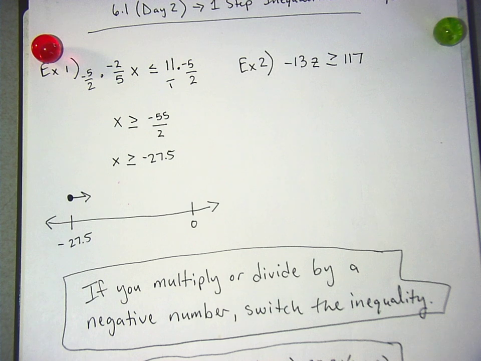Okay, is everybody ready? Do you need a little bit more time, Kelsey? Okay. Okay, so the answer is Z is less than or equal to -9, which means that there's a closed circle on -9 and the arrow goes to the left.